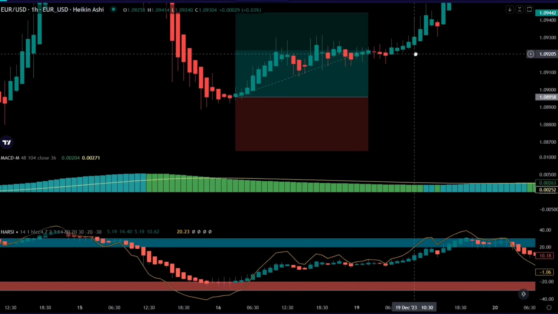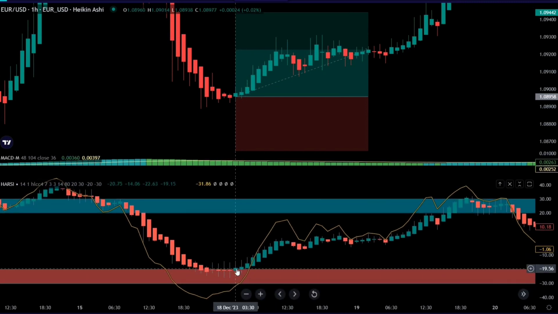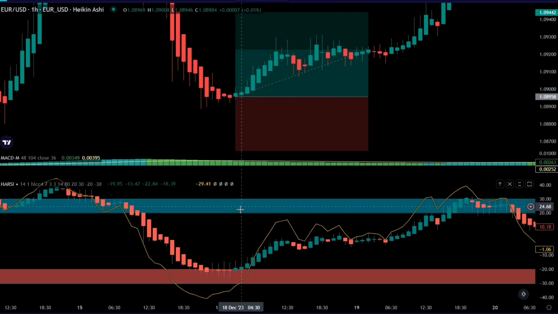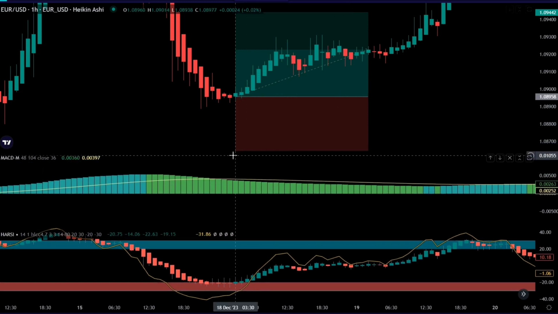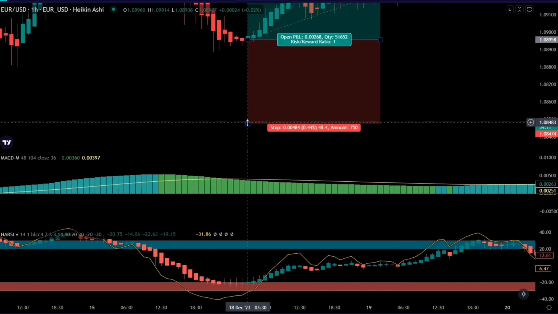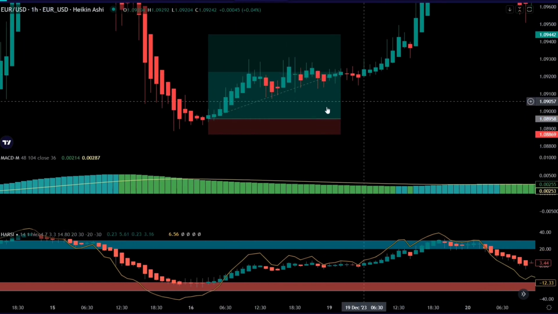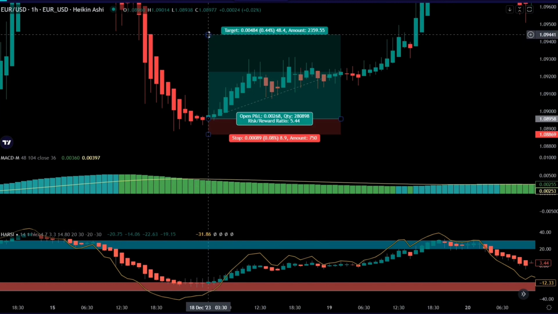Look, in this candle and this candle, in this candle and this candle, you start your trade, and risk reward ratio 2. This is the stop loss, near the last swing, and risk reward ratio 2.